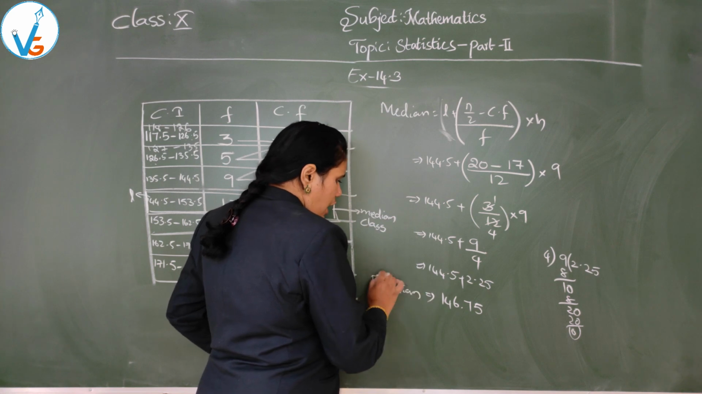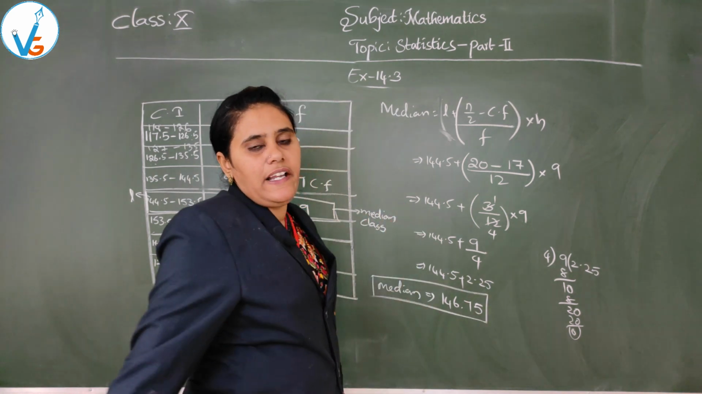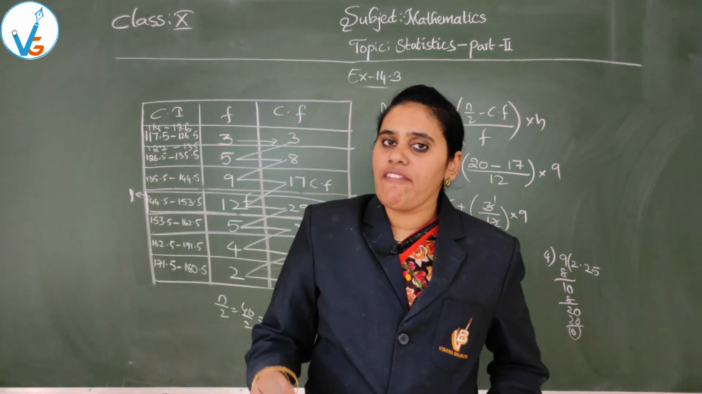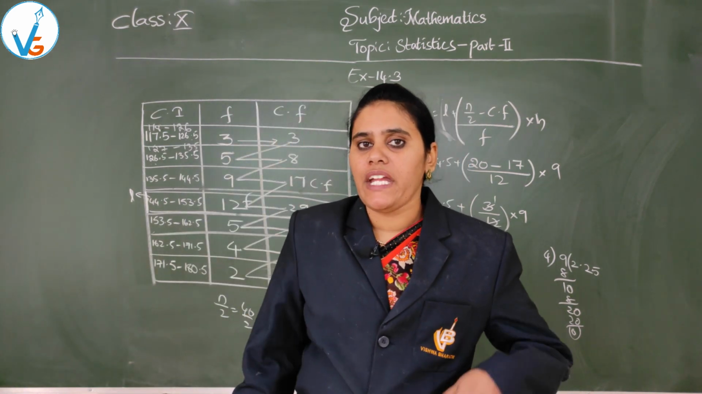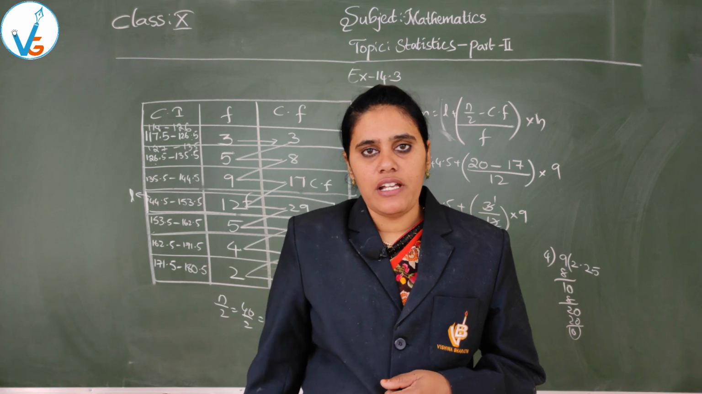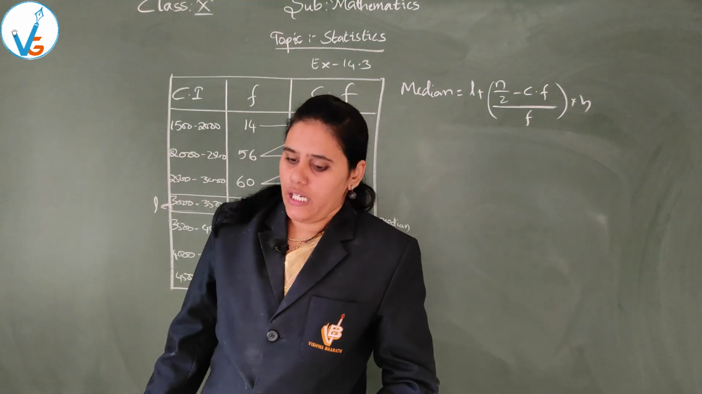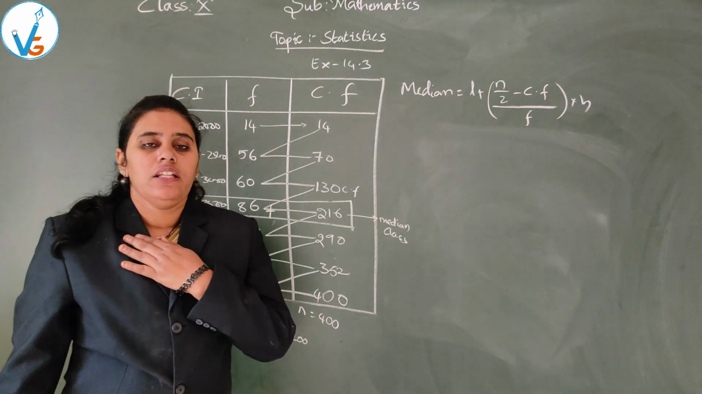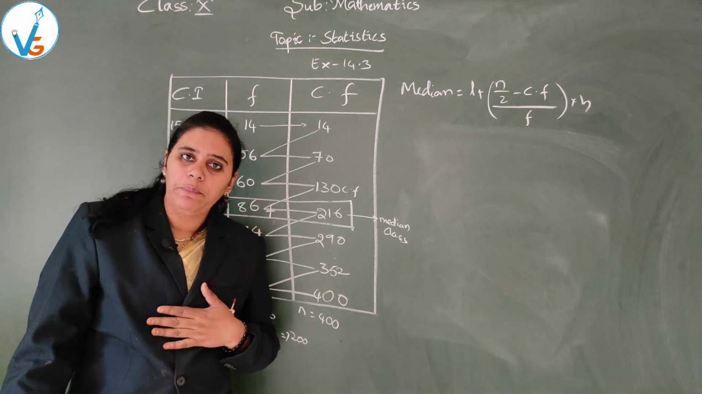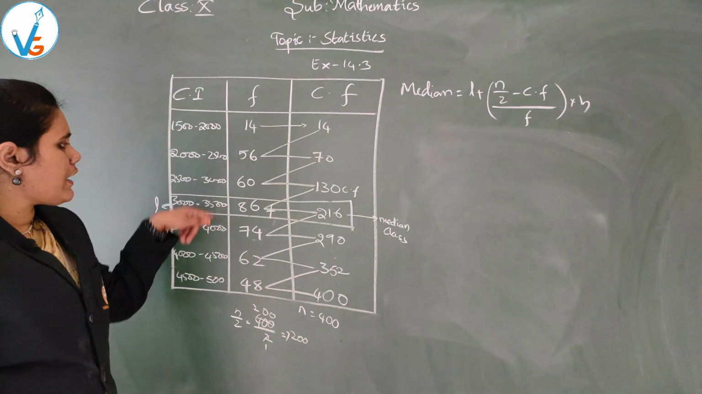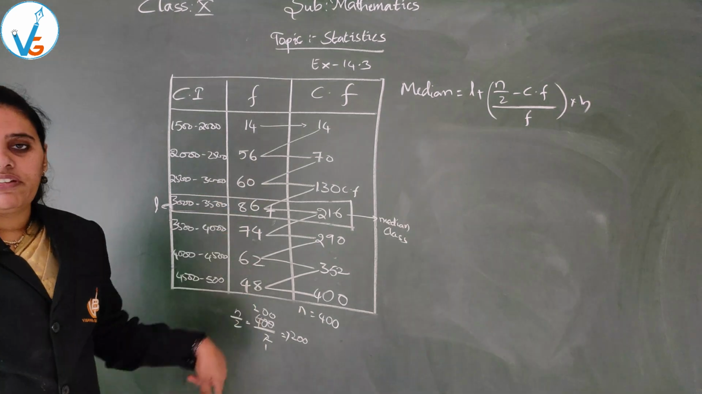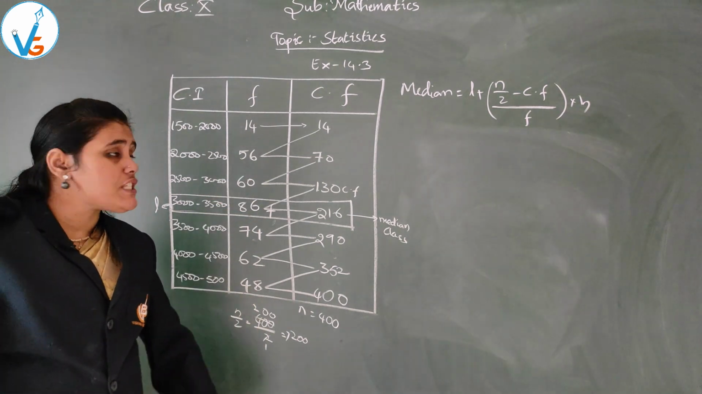I hope you have understood this problem very clearly. Here in this problem we have changed the class intervals to make them regular class intervals. I am going to explain to you exercise 14.3, the fifth problem. Now you see here already class intervals are given and frequency is given. Let us find out the cumulative frequency of it.